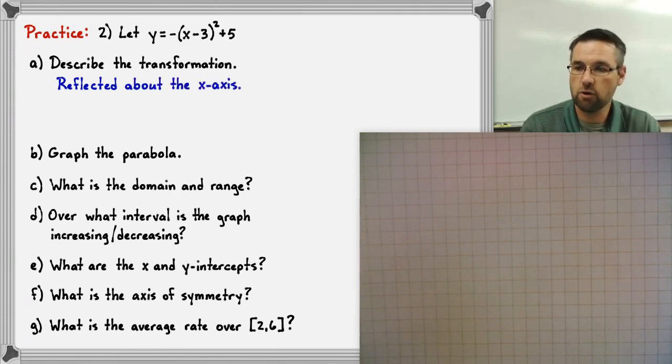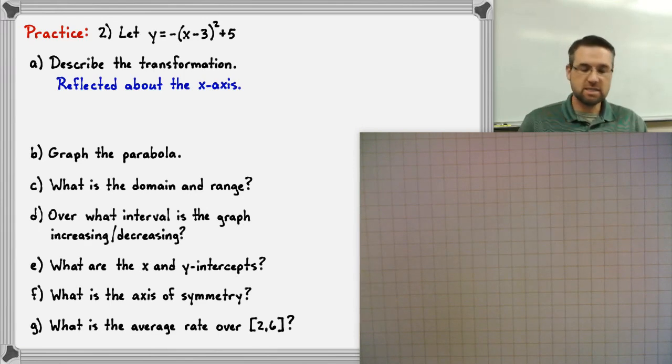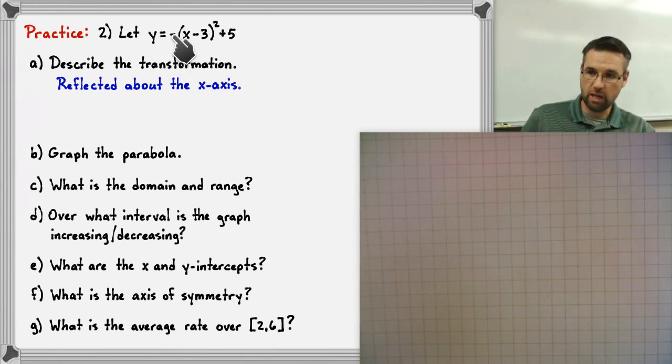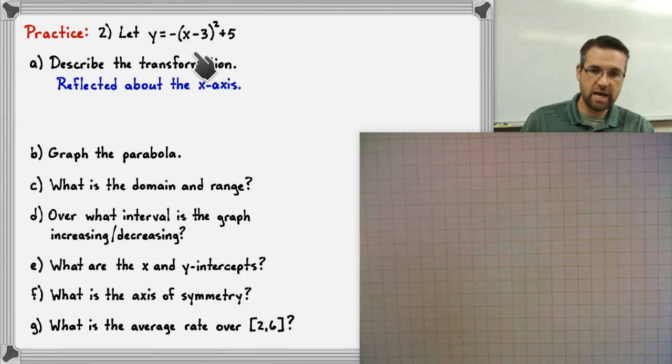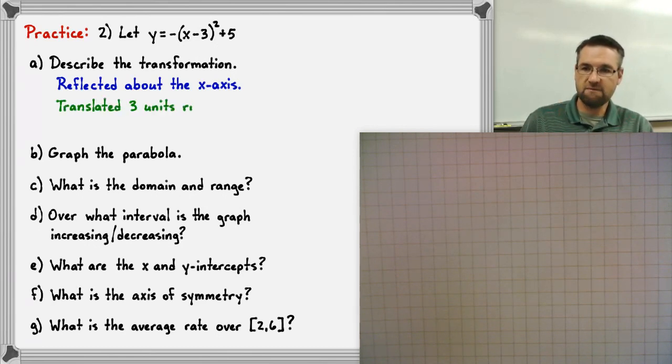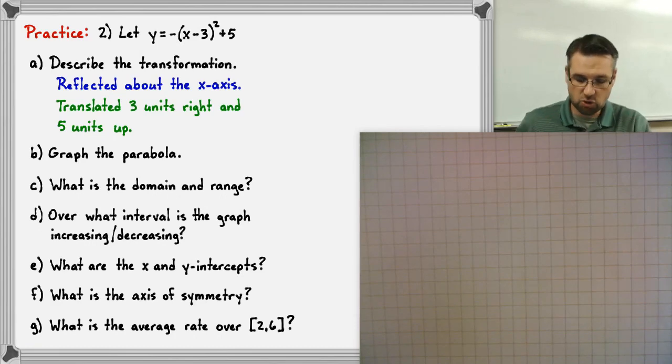Then we look for a vertical stretch or shrink. Since the a value is a 1 or a negative 1, there is no vertical stretch or shrink, so we don't have to worry about including that. It's going to follow the normal slope pattern. And then how is this translated? Well, the vertex is positive 3, positive 5. So that means it was translated 3 units to the right and 5 units up. Okay? So there we have the description.